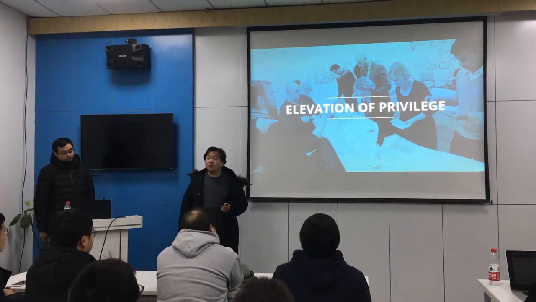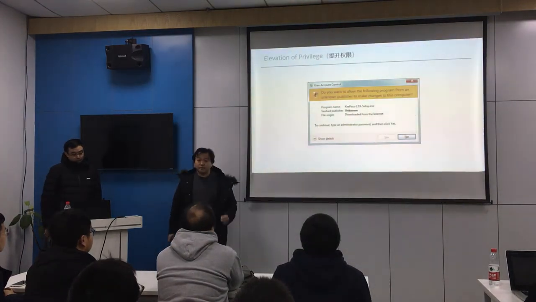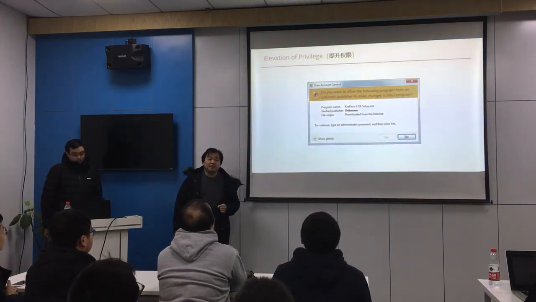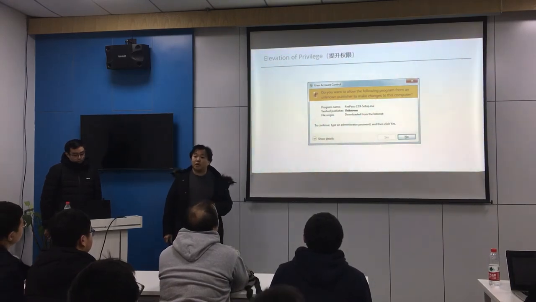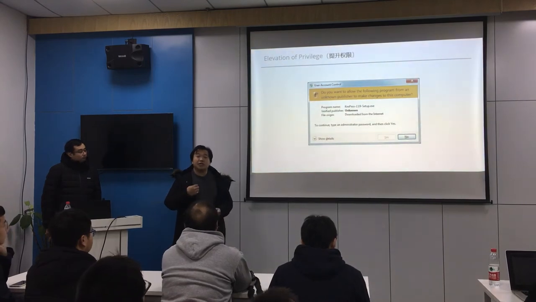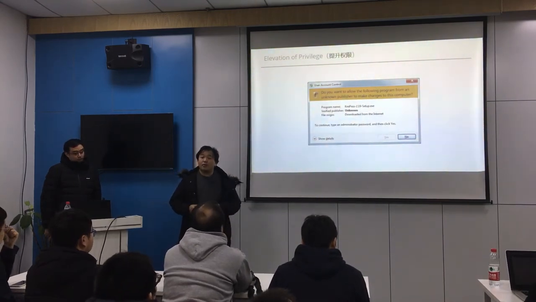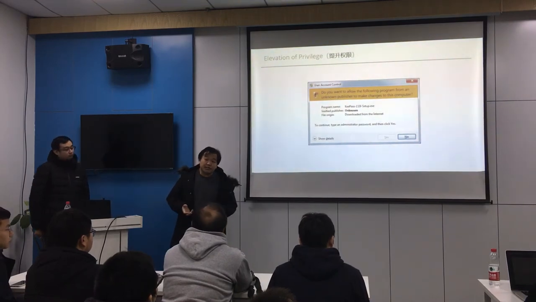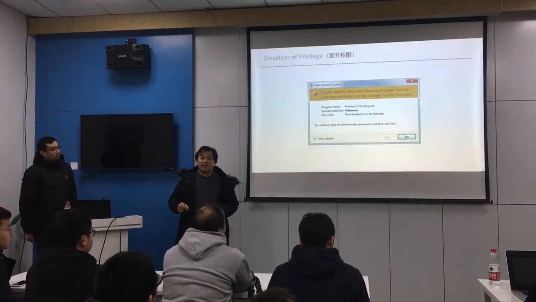Let's go to the final one, elevation of privilege. And I'm pretty sure you've seen this dialog box before. You go to Windows, you're about to delete a file, or you're about to install a program, and the Windows box pops up and says, are you sure you want to do this? So by clicking yes, that's actually what we call elevation of privilege.